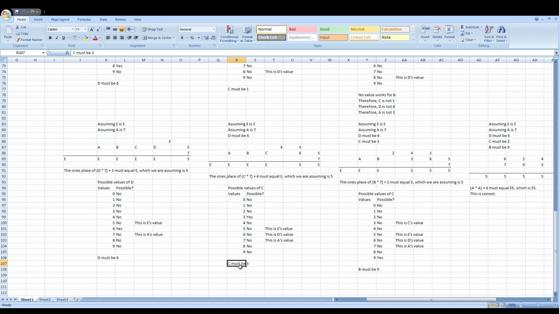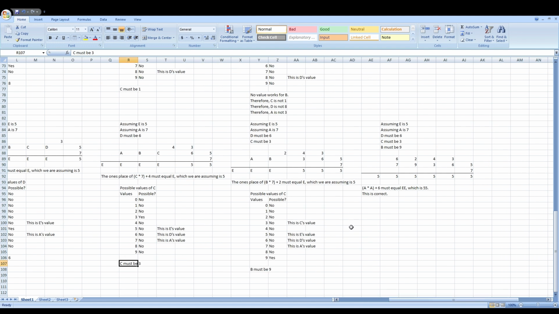Working through this again, we have C must be 3. There's only one value that works for C. Working through it again, only one value works for B, which is 9. And the values don't overlap, which is nice. Okay, so we have 3, 5, 6, 7, and 9. We plug those into our final equation, A times A plus 6 must equal EE, which is 55. We said A is 7, 49 plus 6 equals 55. So here we have our final answer. Again, A is 7, B is 9, C is 3, D is 6, and E is 5.